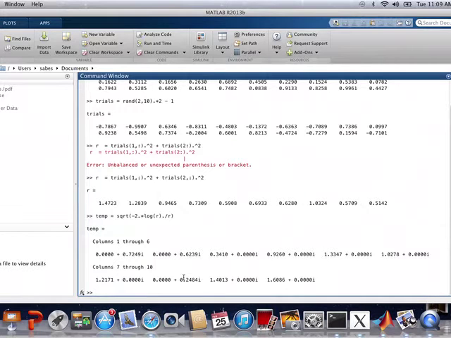So the next step would be we want to multiply each element of this matrix trials by the factors of temp. So let's call this new matrix shifted, and that's given by trials, again array multiplication, and we are going to multiply by a 2 by 1 array, each of which would be temp.